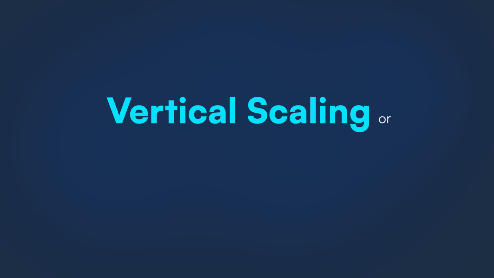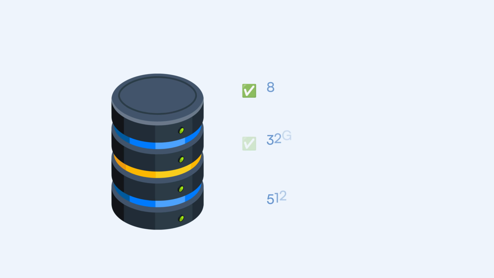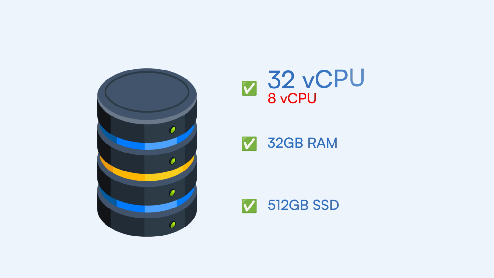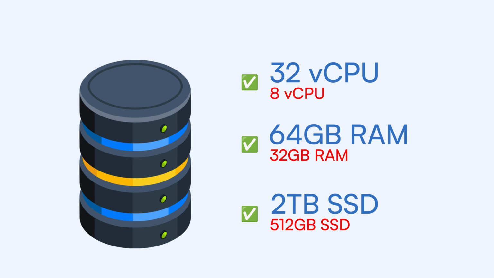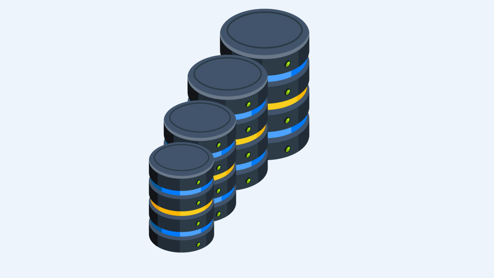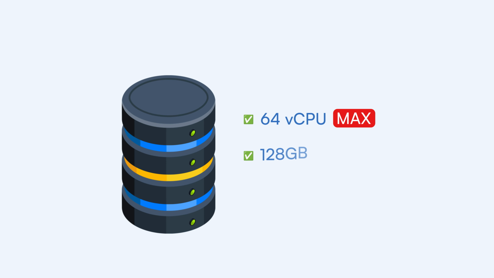Vertical scaling, or scaling up, involves increasing the capacity of a single machine. You might add more CPU power, RAM, or storage to a server to handle additional demands. While vertical scaling is often simpler to implement, it has limitations. There's only so much you can upgrade a single machine.